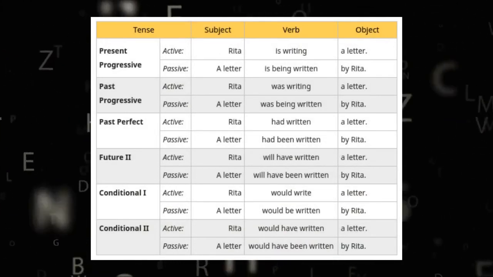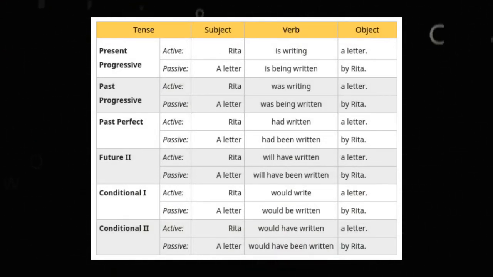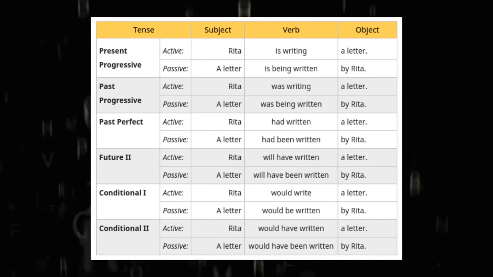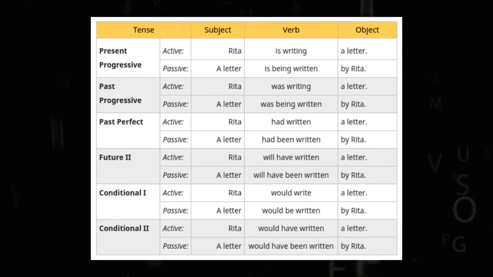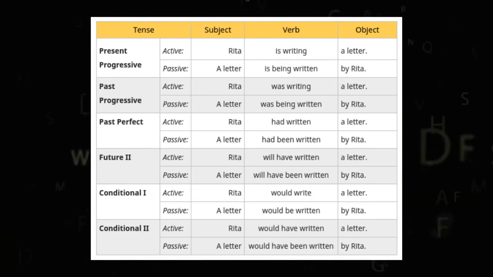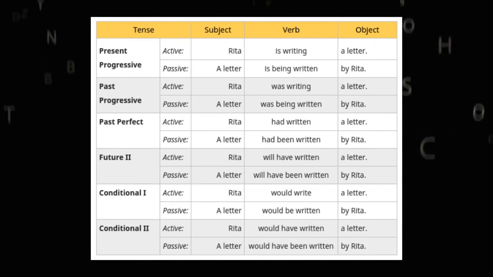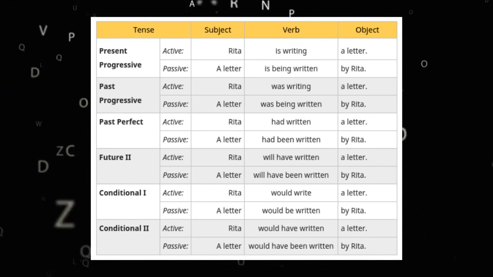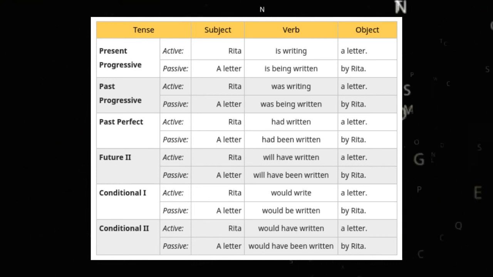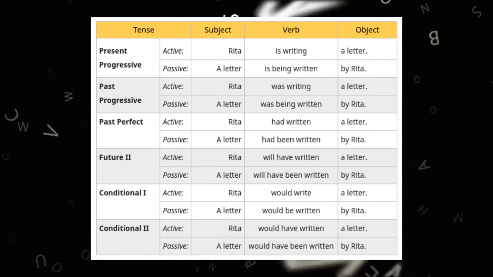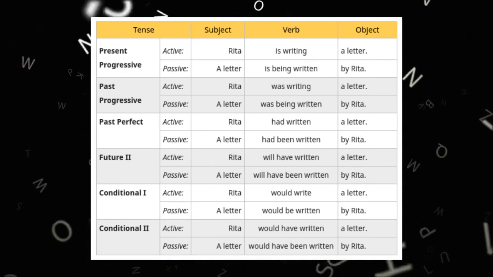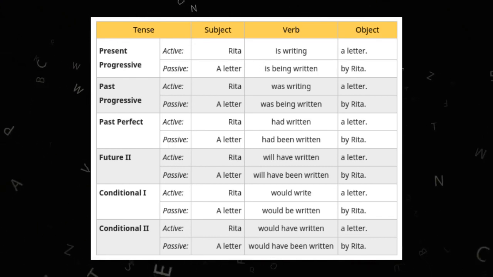Present progressive, Rita is writing a letter, so a letter is being written by Rita. Past progressive, Rita was writing a letter, a letter was being written by Rita. Past perfect tense, Rita had written a letter, a letter had been written by Rita. Future 2, Rita will have written a letter, a letter will have been written by Rita. Conditional 1, Rita would write a letter, a letter would be written by Rita. And conditional 2, Rita would have written a letter, a letter would have been written by Rita, but she got too bored of all this letter writing and she gave up, presumably.